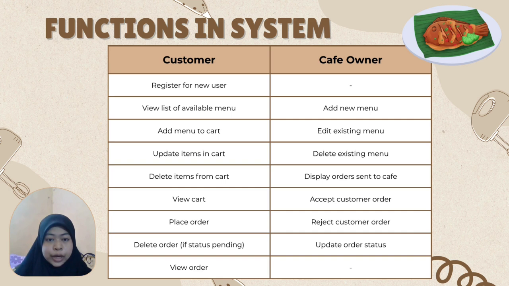If they want to order something, they can add the menu item into their cart. Customer also can update their cart by changing the quantity of their order. If they change their mind, they can delete the item from the cart before placing an order. They can also view the cart at any time to review their selected menus. Once ready, customer can place an order through the system.